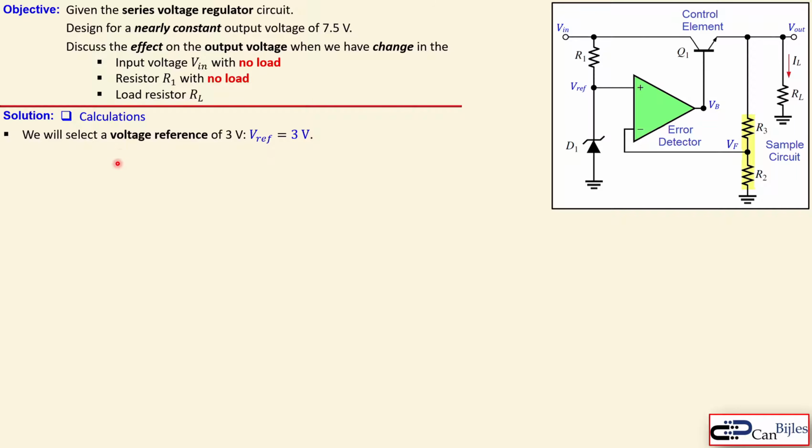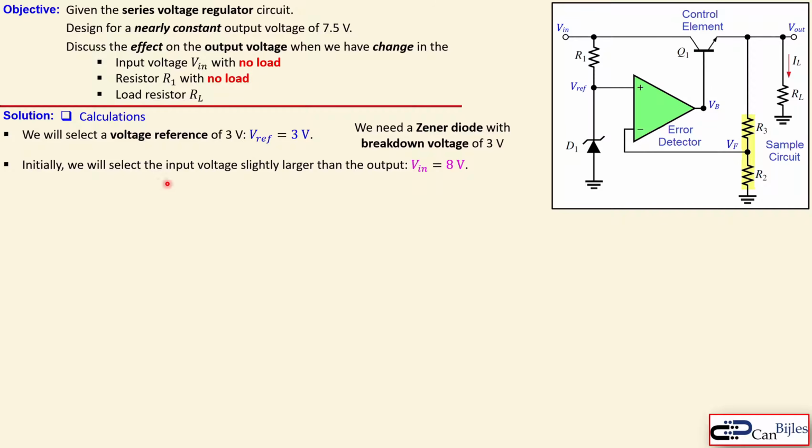In this case we will select a reference voltage. This is really an arbitrary value of 3 volts here. So our reference here is 3 volts. That means for our zener diode we need to select a zener diode which has a breakdown voltage of 3 volts. That is the first selection we have made.